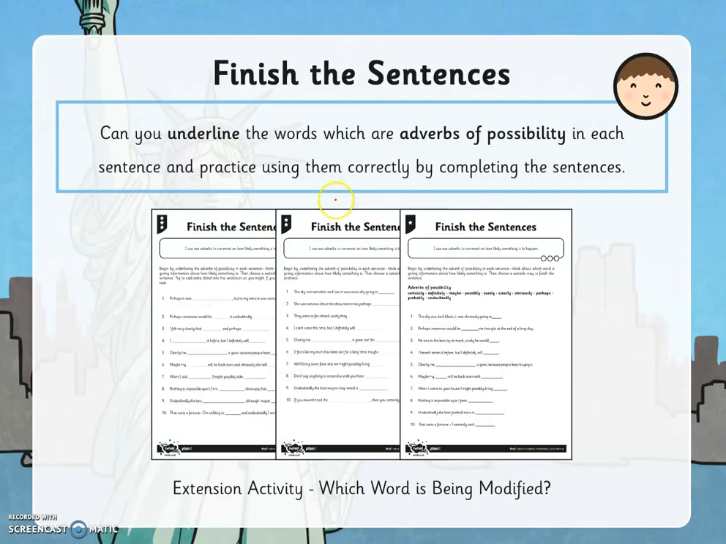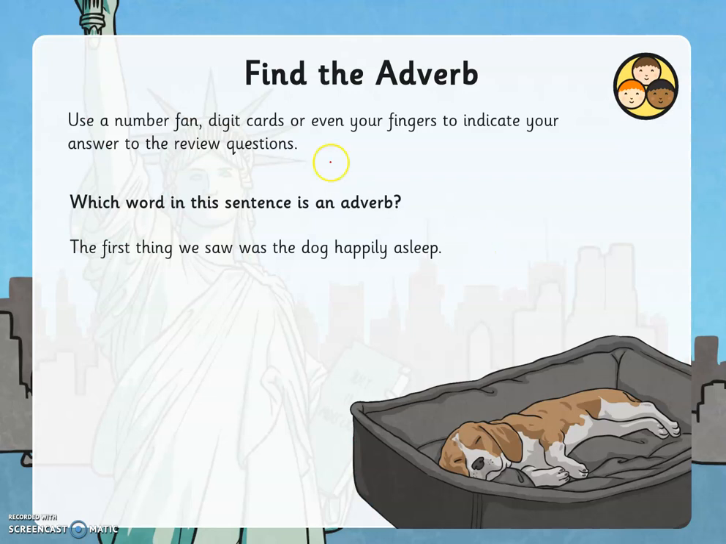So, you've got sentences like this. It's asking you to use adverbs of possibility. Which ones are the adverbs of possibility, and using them correctly by completing the sentences. Red and green group, you should have got red and green group. Red and orange group, you should have the 3-star activity. Yellow group, you should have 2, and green group, you'll have 1, but it should be really easy for you to fly through.